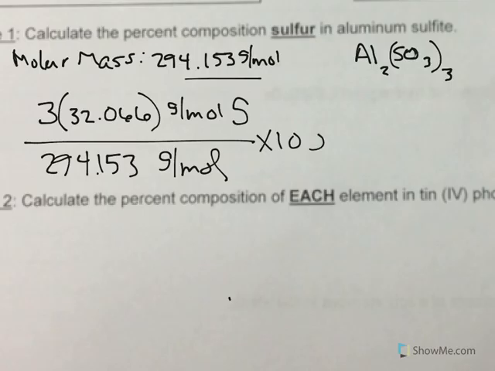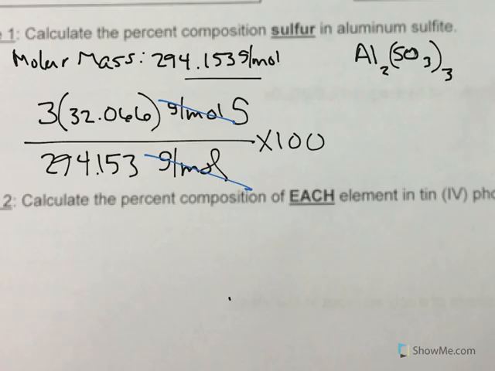and then times 100. Now, real quick, before we get too excited here, let's look at what our units do. Grams per mole cancel with grams per mole. So my units are not going to be in grams, they're not going to be in moles, they're not going to be in grams per mole. It's going to be a percentage.